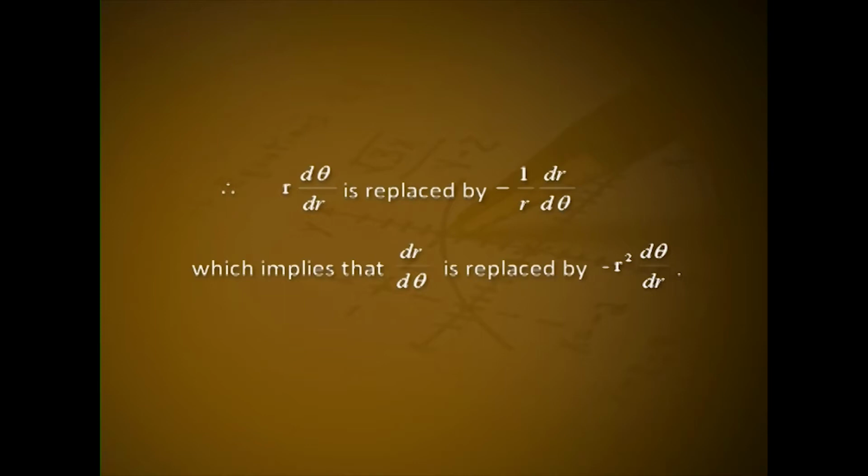Therefore, r dθ/dr is replaced by −(1/r) dr/dθ, which implies that dr/dθ is replaced by −r² dθ/dr. So, we obtain a new differential equation as f(r, θ, −r² dθ/dr) = 0, which is the differential equation of the orthogonal trajectory. Solving this equation to obtain the required orthogonal trajectory.